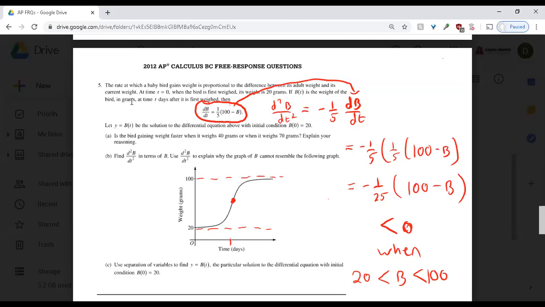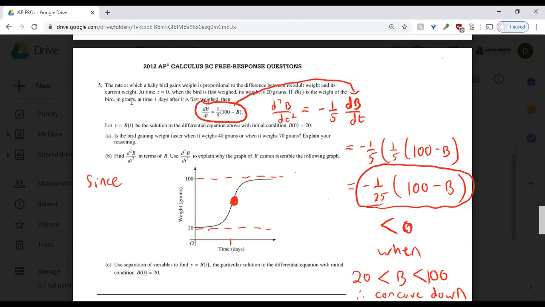So you can plug in any number into this for b between 20 and 100. 100 minus a number between 20 and 100 will always be positive. When you multiply that by negative 1 over 25, it'll always be negative. But on this graph, you can see it's not always concave down. According to this, it should always be concave down, so concave down over the entire interval. On this graph, you can see that it changes concavity here.